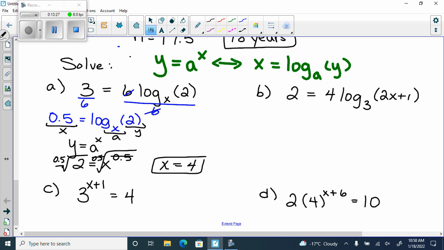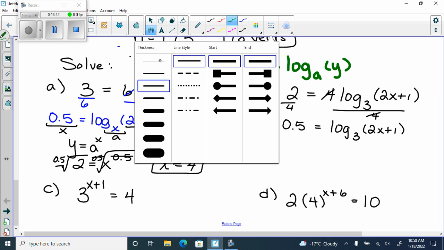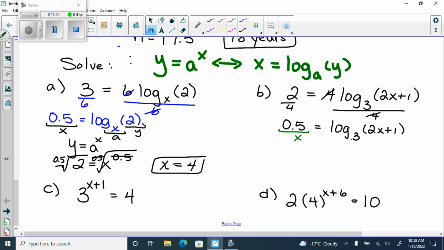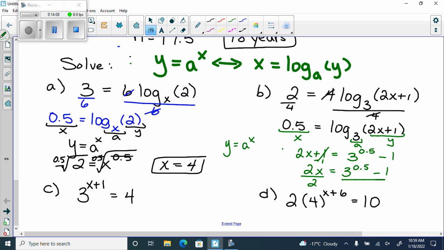B is going to be the same deal, but we are missing what's beside it, so we divide by 4 first. And we get 0.5 equals log base 3 of 2x plus 1. And then we line it up with the log. So it's by itself is x, log base a of y. And then I get y equals a to the x. That's the formula I'm going to switch it to. So I'm going to get 2x plus 1 equals 3 to the 0.5. Then I have to subtract 1 from both sides. So I get 2x equals 3 to the 0.5 minus 1. And then take that answer and divide it by 2.